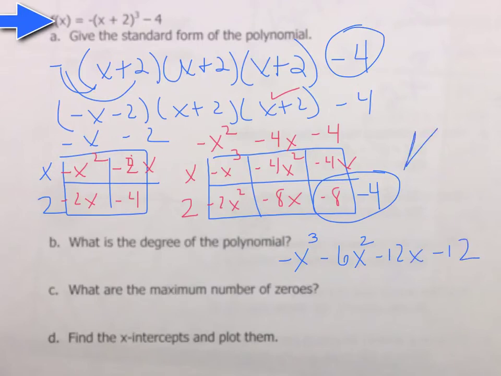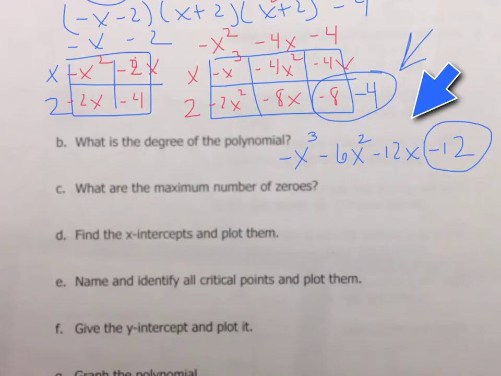This step right here is probably where most people will forget, and that's really important because that's your y-intercept. So right here is my y-intercept. Now that I have the function in standard form, I know that this polynomial has a degree of 3. So a degree of 3 means I have a possible maximum number of zeros of 3, or in other words, 3 x-intercepts. I'm going to wait to find the x-intercept on the next page using my graphing calculator. I'll show you that in a minute.